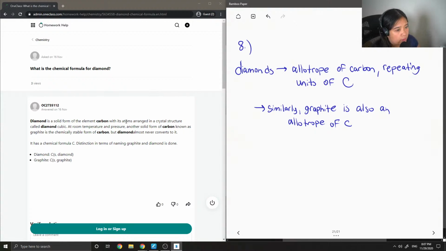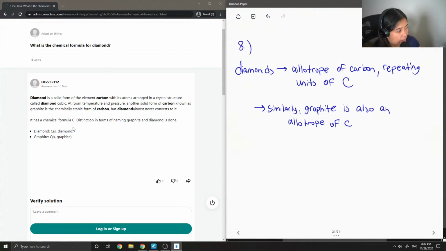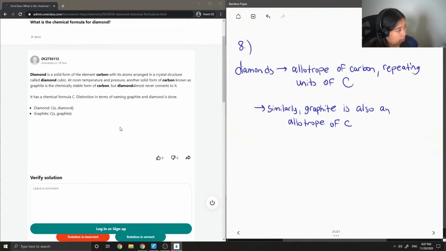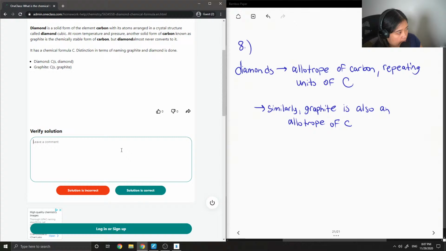So let's see what the junior tutor said. Diamond is a solid form of the element carbon, with its atoms arranged in a crystal structure called diamond cubic. At room temperature and pressure, another solid form of carbon known as graphite is the chemically stable form of carbon, but diamond almost never converts to it. It has a chemical formula C. Distinction in terms of naming graphite and diamond is done. Yep. So this solution is correct.